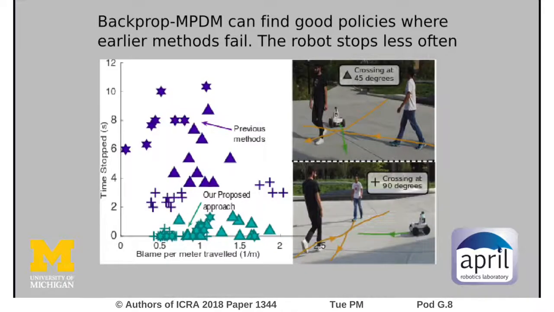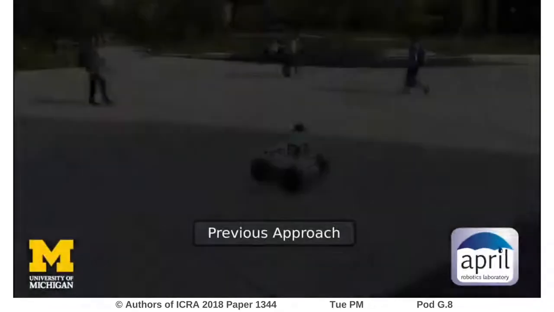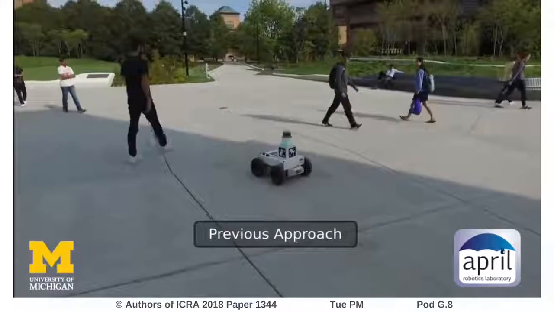We ran several real-world experiments for commonly occurring crossing scenarios. Backprop-MPDM can evaluate more policies reliably in real time than previously possible, which significantly reduces the stop-and-go motion.